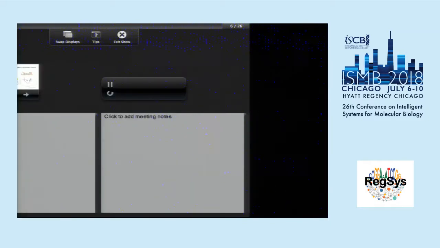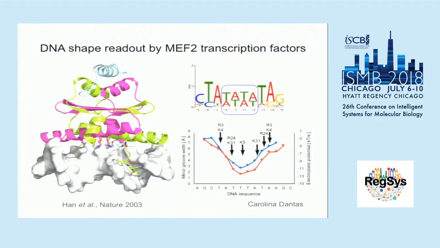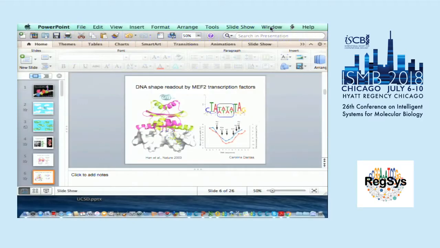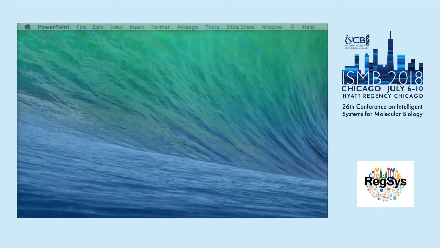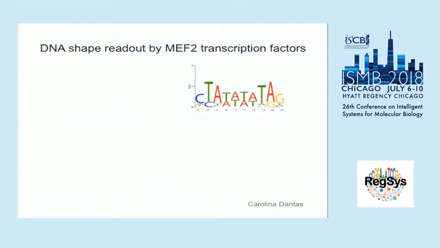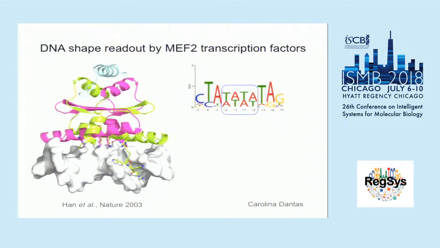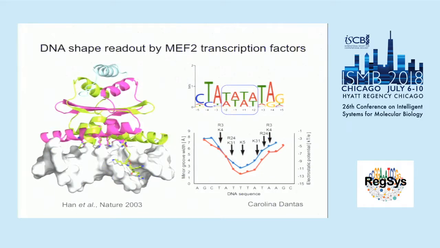And the second plot, the red plot, is a measurement of electrostatic potential in the center of the minor groove in the plane of each base pair. And you see that these two entities are very well aligned in this plot. And then these arrows here are all positively charged amino acids that are responding to the change in the electrostatic potential in the minor groove.